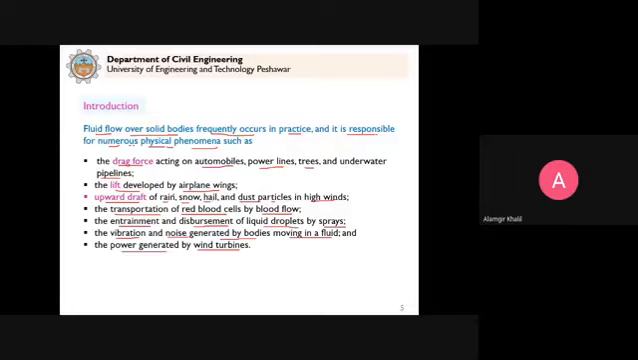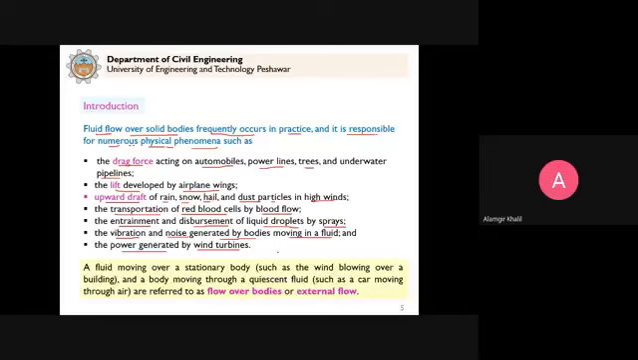So that's why you can see here that external flows are where the body is surrounded by a fluid, clear? So it has numerous applications. That's why we need to study this chapter, clear? So a fluid moving over a stationary body, such as the wind blowing over a building, and a body moving through a quiescent fluid, such as a car moving through air, are referred to as flow over bodies or external flow.